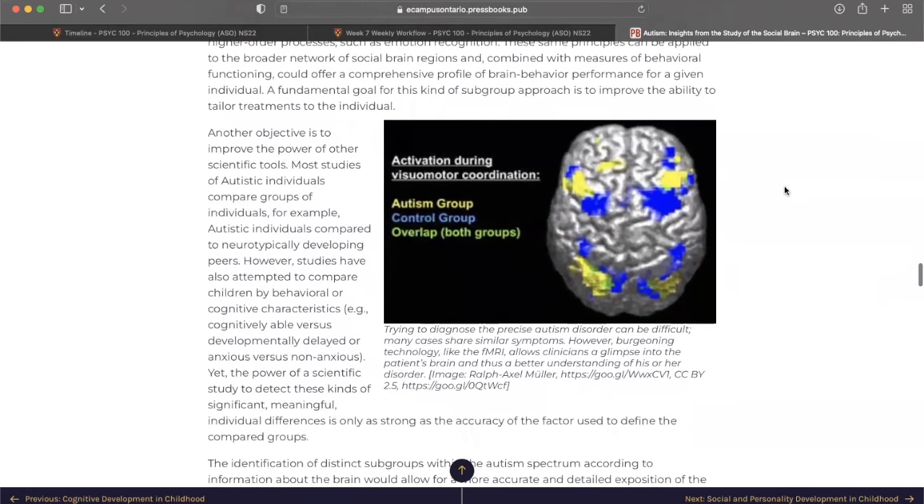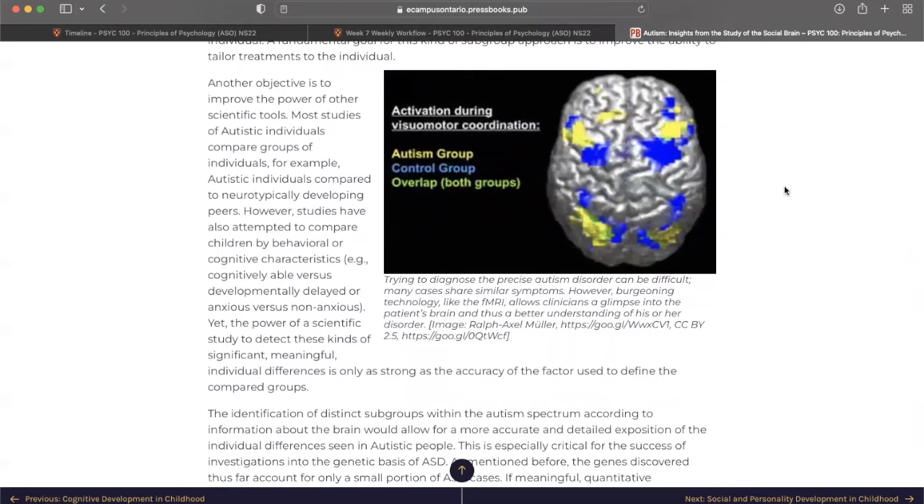Most studies of autistic individuals compare groups of individuals, for example, autistic individuals compared to neurotypically developing peers. However, studies have also attempted to compare children by behavioral or cognitive characteristics, for example, cognitively able versus developmentally delayed, or anxious versus non-anxious. Yet the power of a scientific study to detect these kinds of significant, meaningful individual differences is only as strong as the accuracy of the factor used to define compared groups.